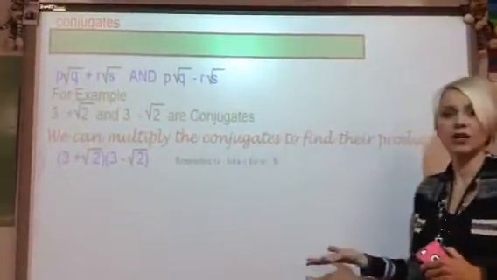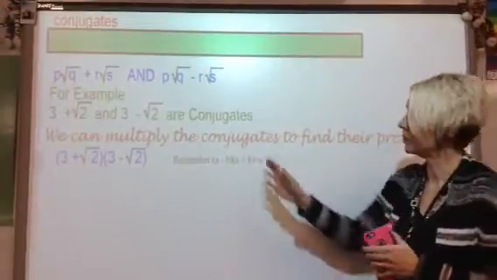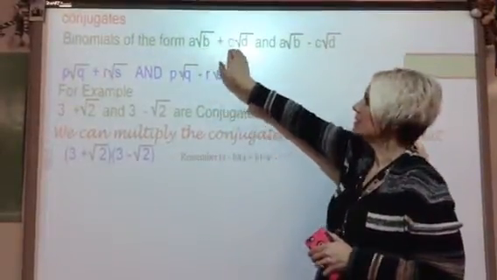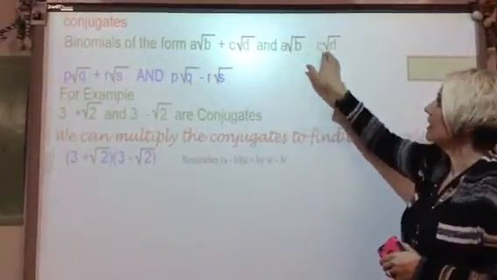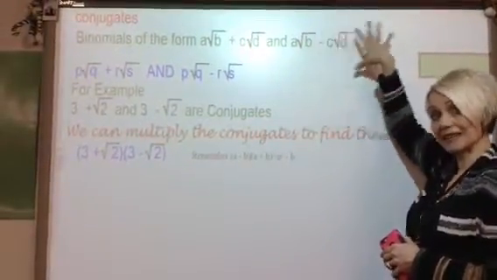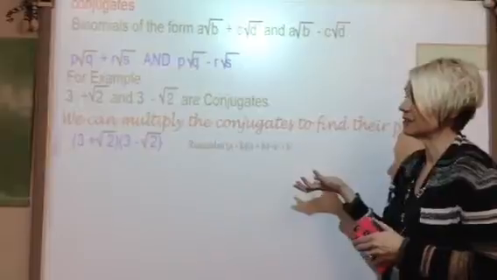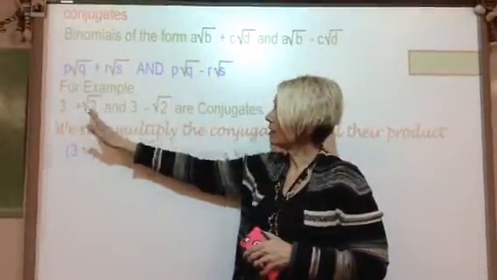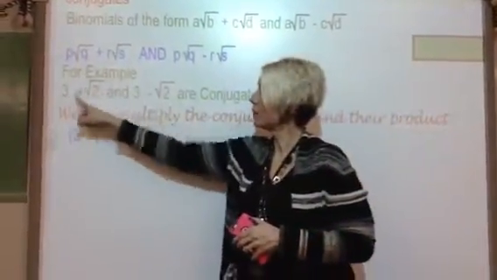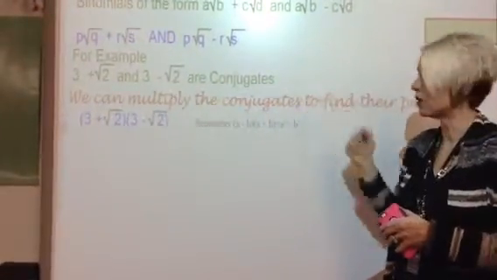Now, we're going to go on to conjugates. I really want you to pay attention to this section, and if you need to re-watch it, please do. A conjugate is a binomial of the form a radical b plus c radical d and a radical b minus c radical d. So you have radical plus radical, and then you have the same radical minus the same radical. And this will fit back into a couple chapters ago when we were doing our factoring of a difference of squares. So for example, 3 plus radical 2 and 3 minus radical 2 are conjugates of each other because it's the same first number, the same radical, and it's just a difference in a sum. So those are what we call conjugates.